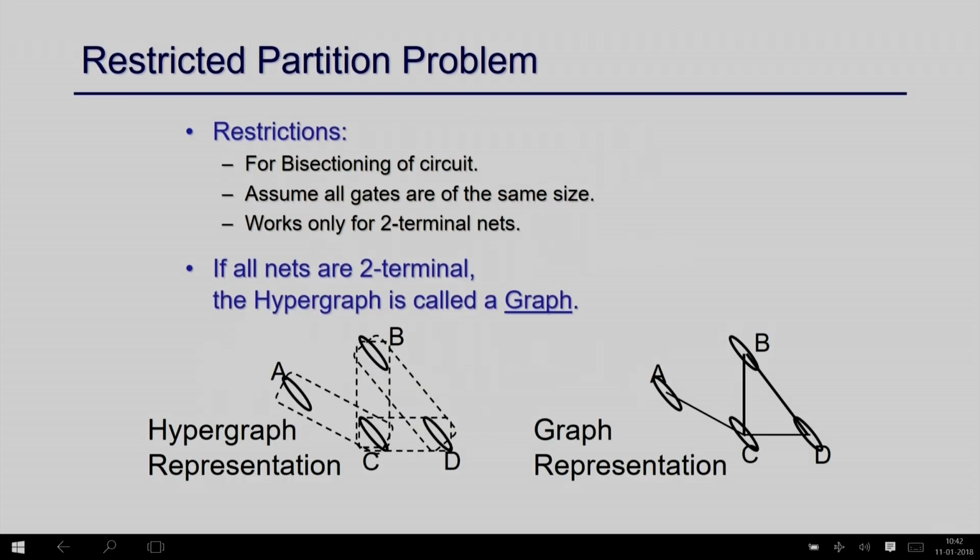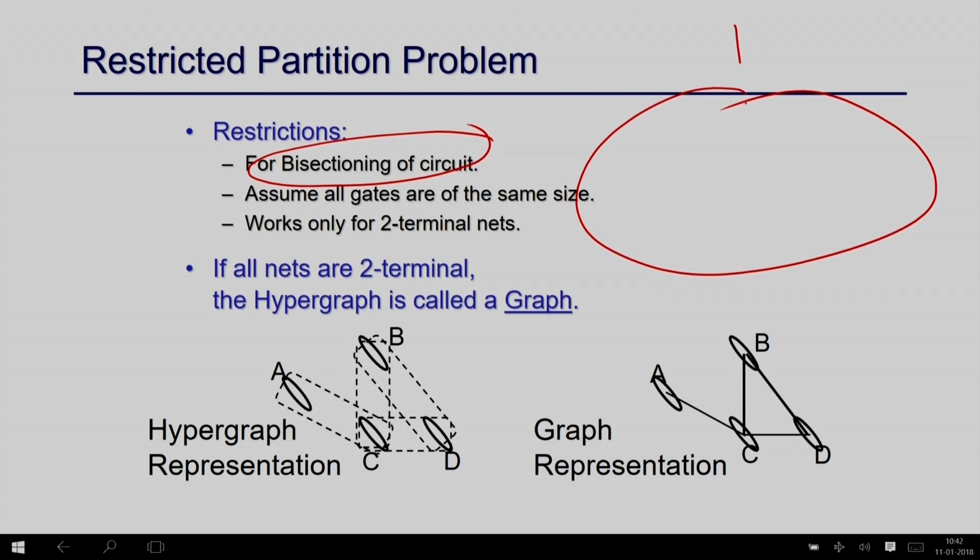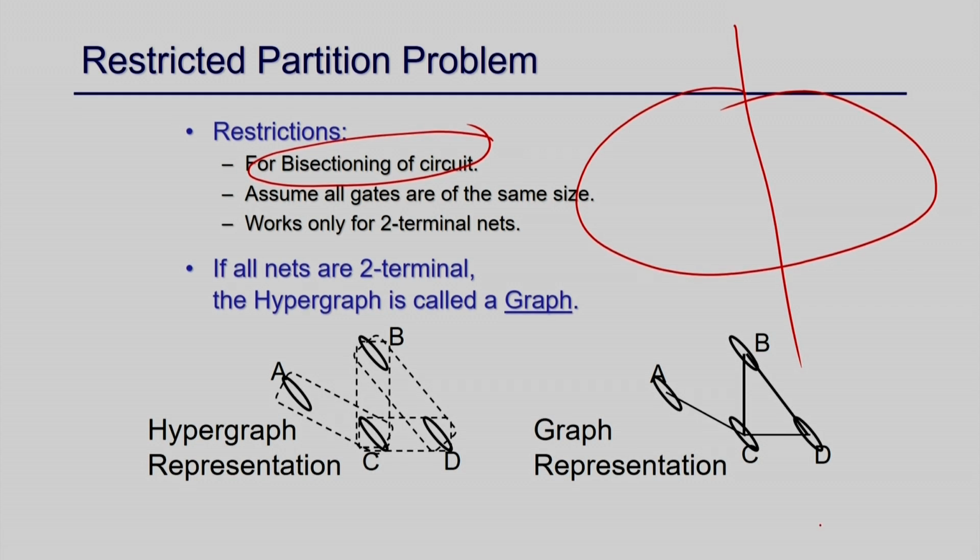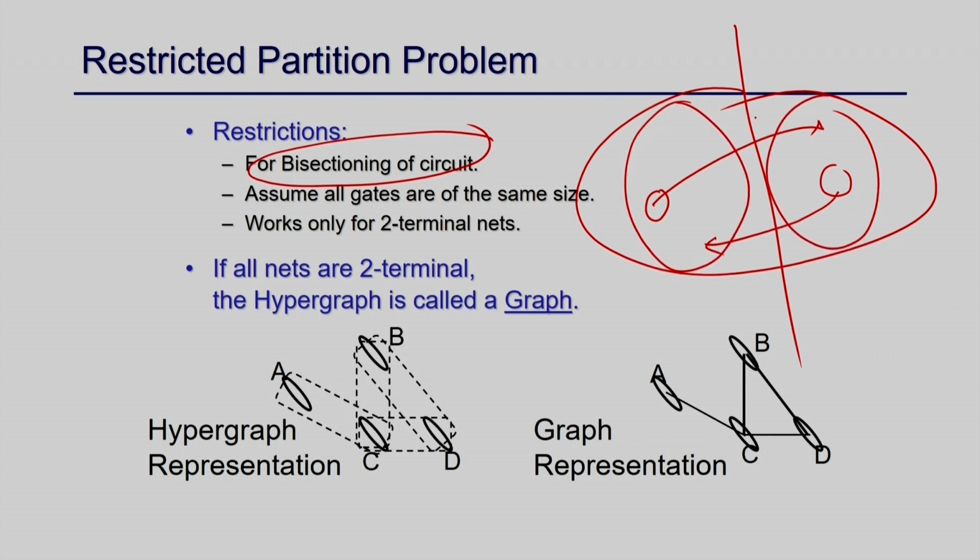So, if you move on, this does the bisection, basically trying to split the circuit into two halves. The idea is that you start with an initial arbitrary partition, you bipartition the circuit, and then in each iteration you take a node from here and move it there, and a node from there and move it here, so that after every iteration the number of nodes on each side remains the same.